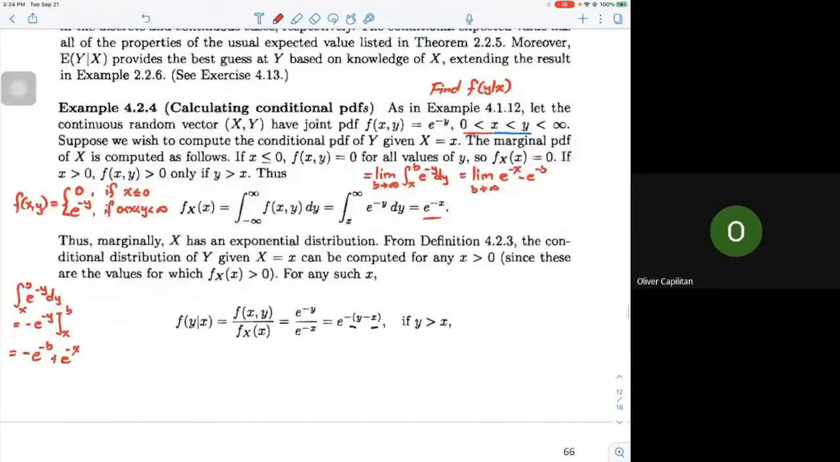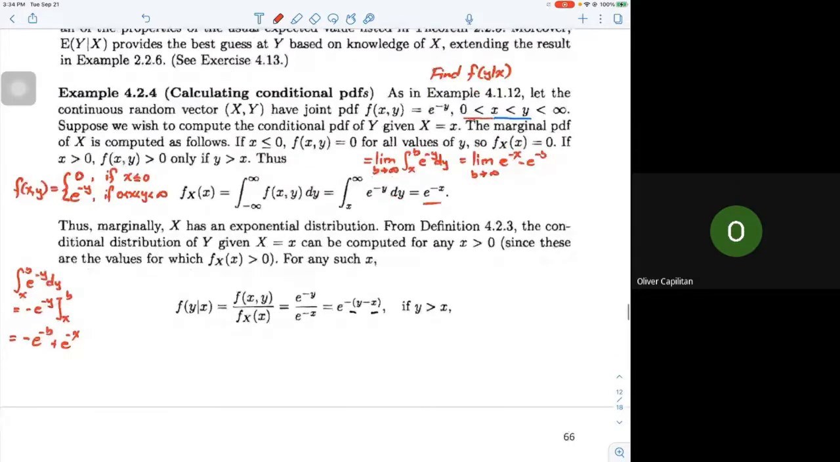Thus, x has an exponential distribution. Okay? X has an exponential distribution. The scale parameter of this exponential distribution is beta, which is equal to 1. So from definition 4.2.3, the conditional distribution of y given x can be computed for any positive x, since the marginal PDF of x is positive for x greater than 0.